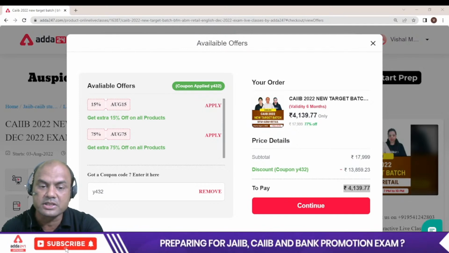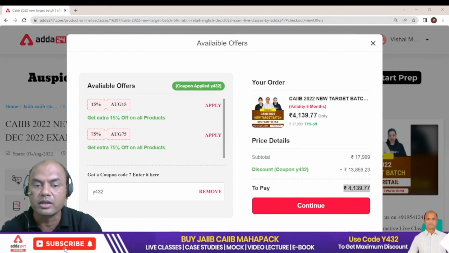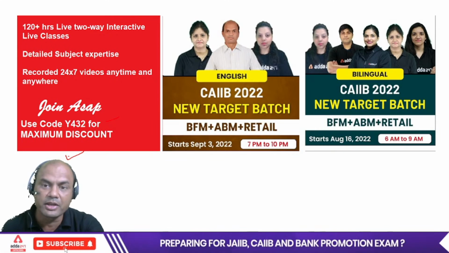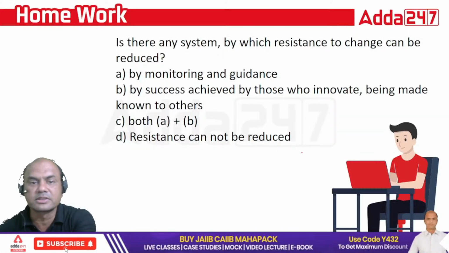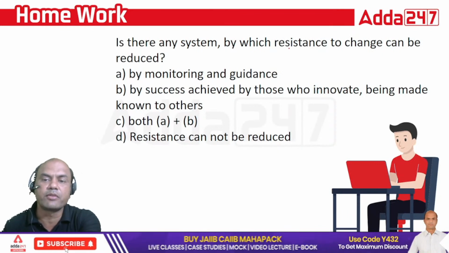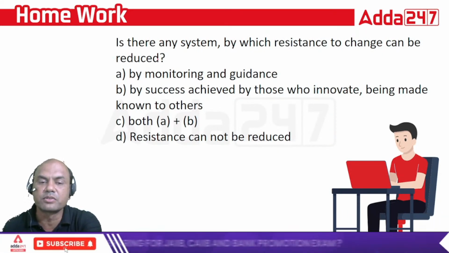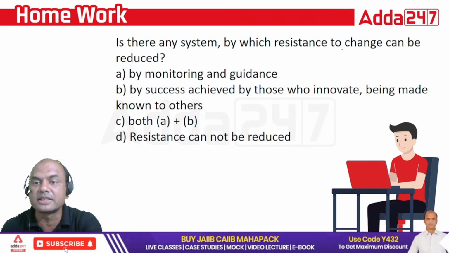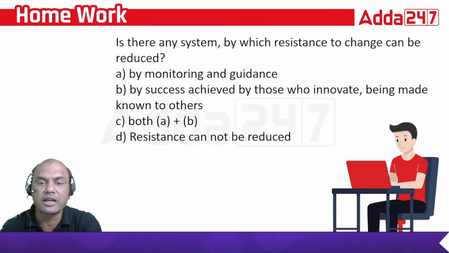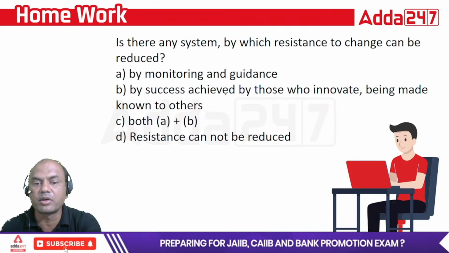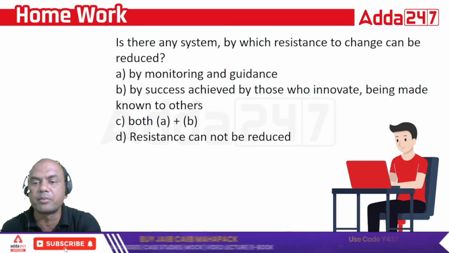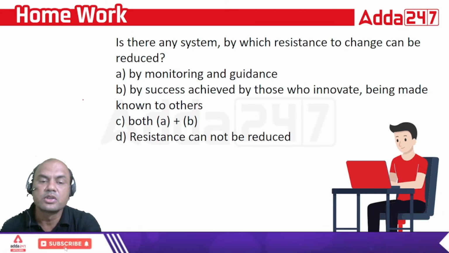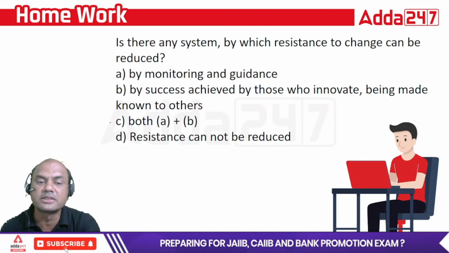Now one last question, last point for you, is a homework. Now you have to solve it and give the answer in the comment section. Let me give you the homework now. So what is the homework? Say this. Is there any system by which resistance to change can be reduced? What do you think is the answer? Type it in the comment section. Is there any system by which resistance to change can be reduced? A, by monitoring and guidance? B, by success achieved by those who innovate being made known to others? C, both A and B. D, resistance cannot be reduced. So what do you think is the answer? A, B, C or D?